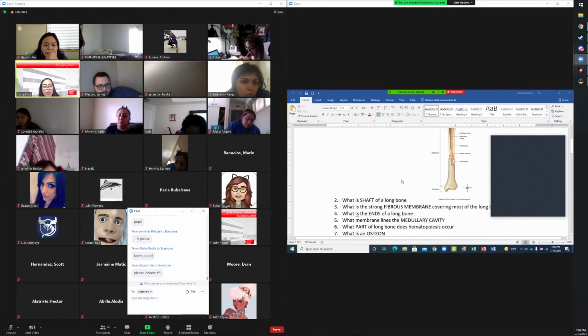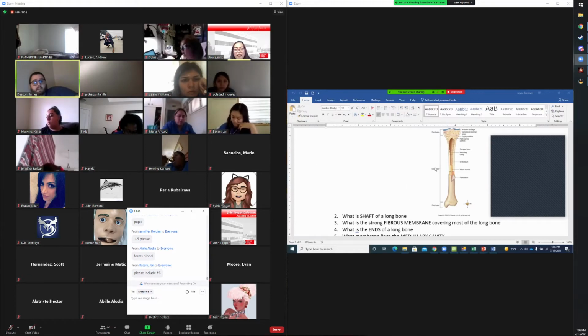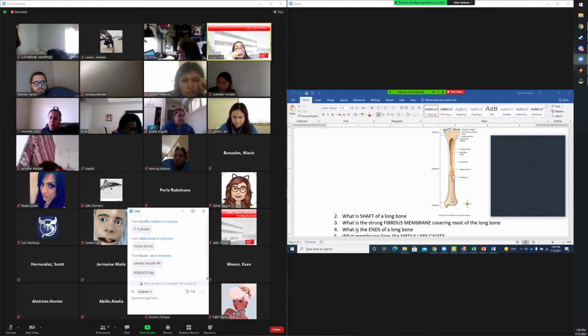Number 2. What do you call the shaft of the bone? Look at the picture. Diaphysis. It's here. What is the strong fibrous membrane covering most of the long bone? There's a covering. Periosteum. Peri meaning around. Covering of the long bone.